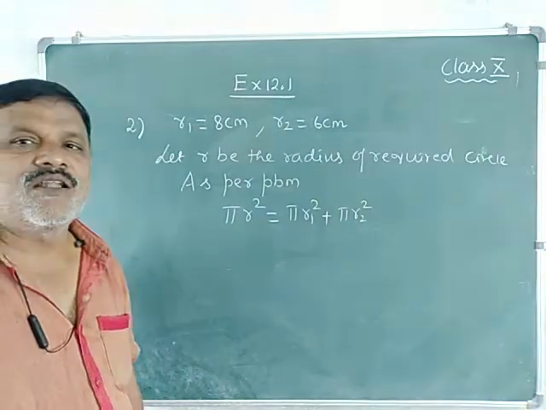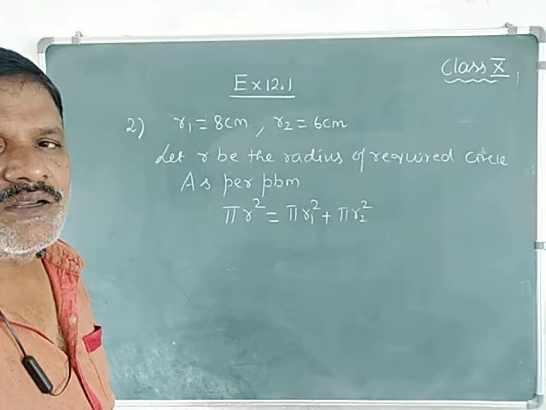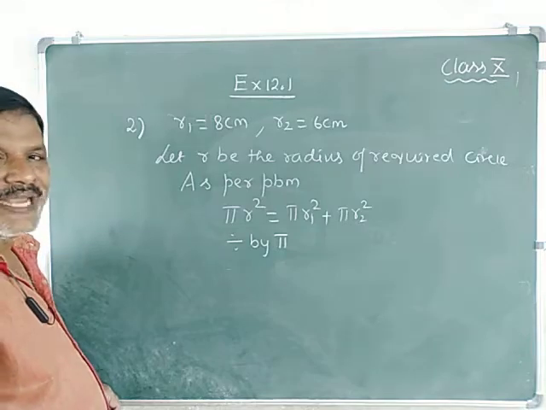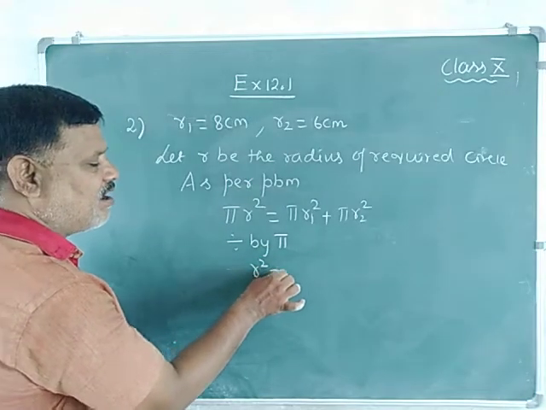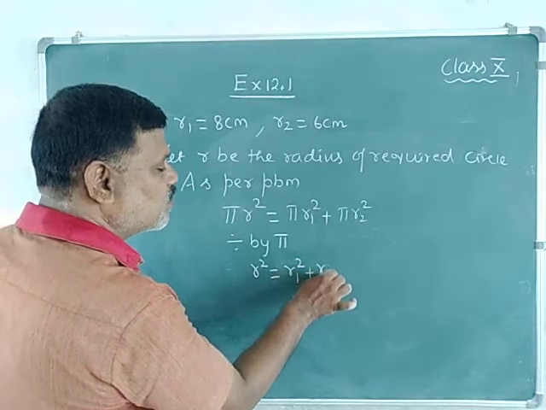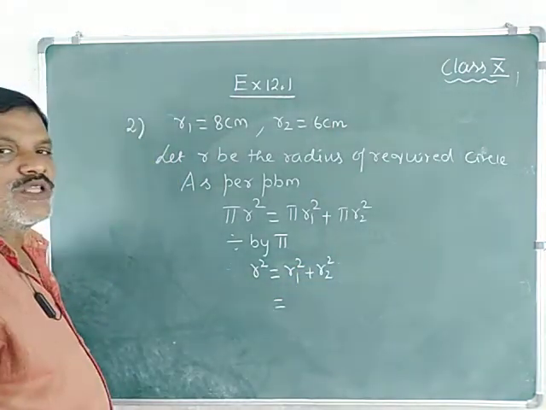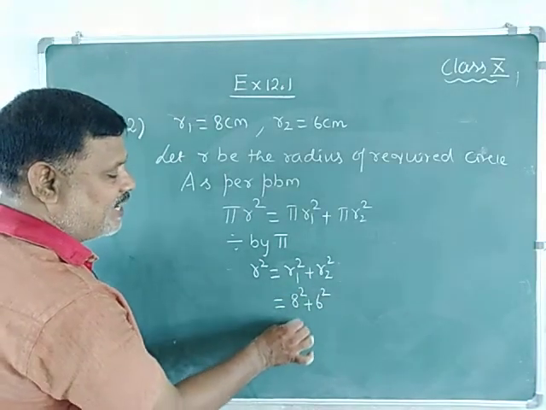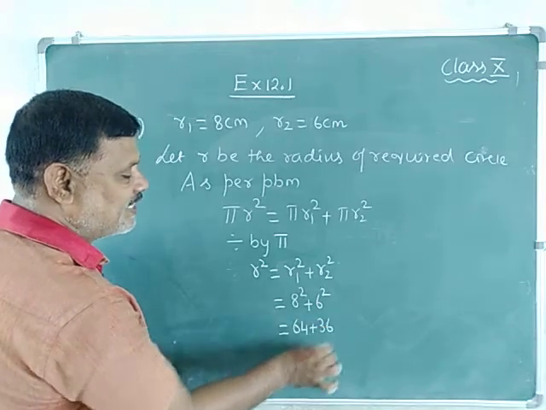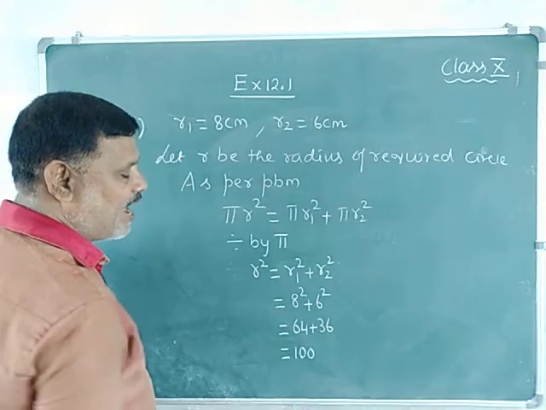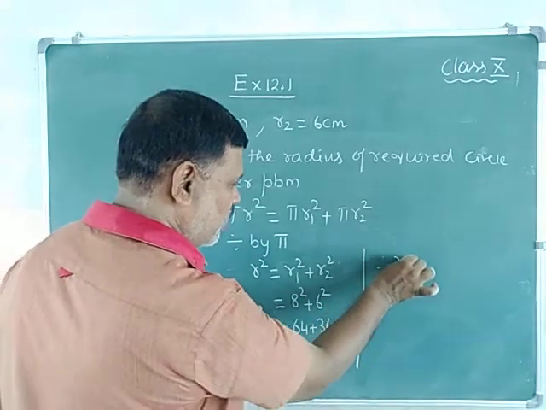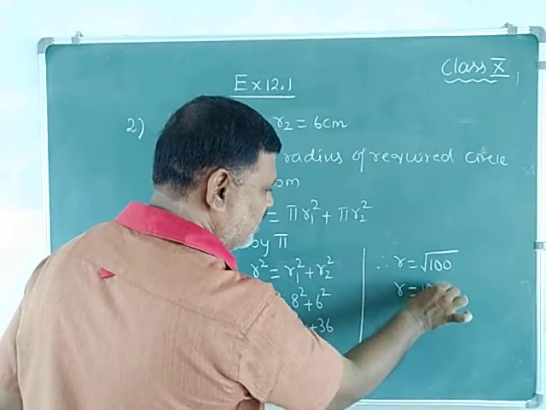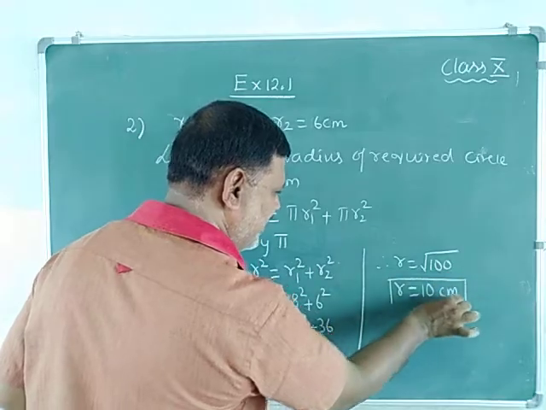In this equation, all the terms have a common term called pi. So we reduce the equation by dividing it by pi. When we divide the equation by pi, we get r square equal to r1 square plus r2 square. Now you substitute the values of r1 and r2. We get 8 square plus 6 square. That gives you 64 plus 36, which equals 100. Therefore, r will be equal to the square root of 100, and that will be equal to 10 centimeter.